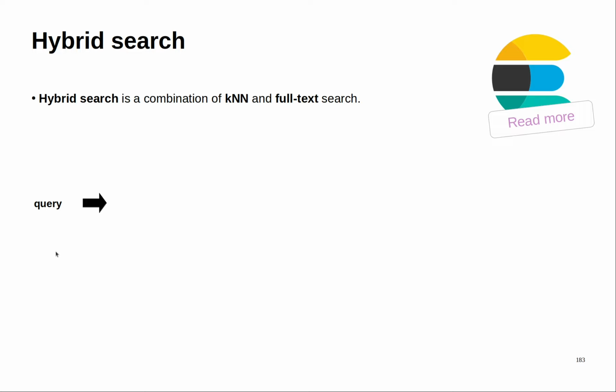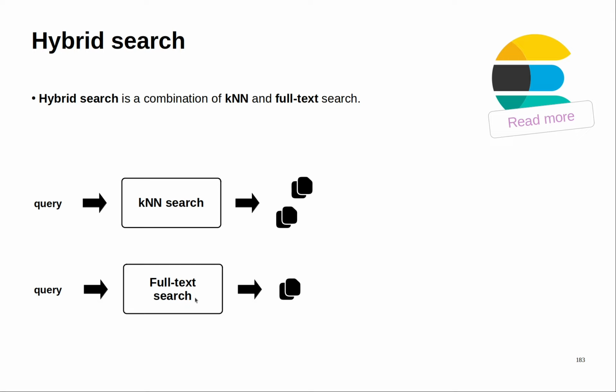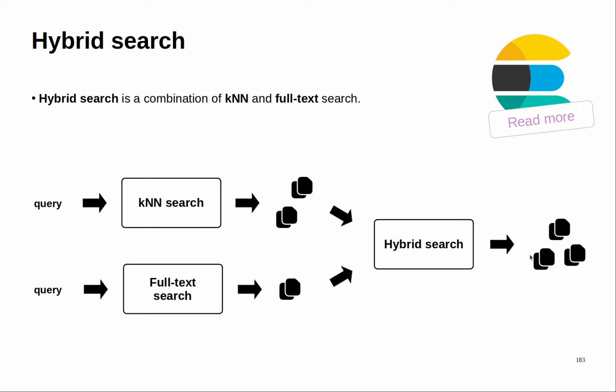We take a query, we feed that to the KNN search. Let's start with KNN, and at the end we get similar documents. We do the same thing for full text search and we get another set of documents. Now we take these two results and we pass them to the hybrid search system. In the end, we get a union of these documents and the scores will be different.